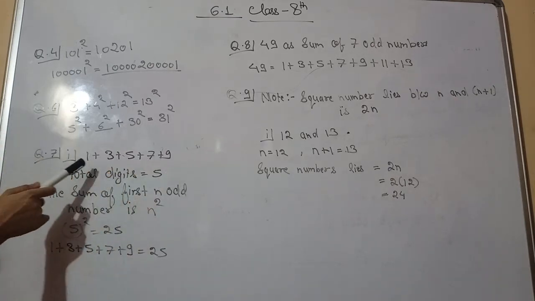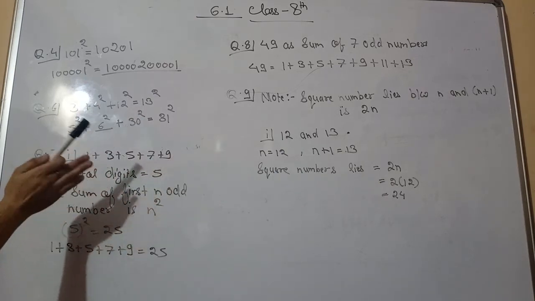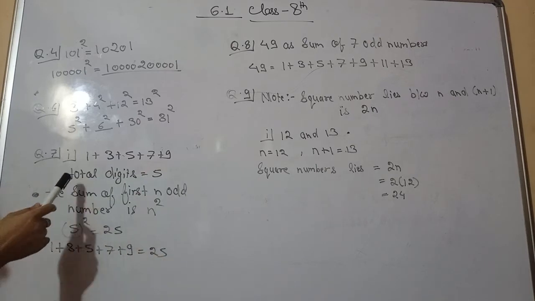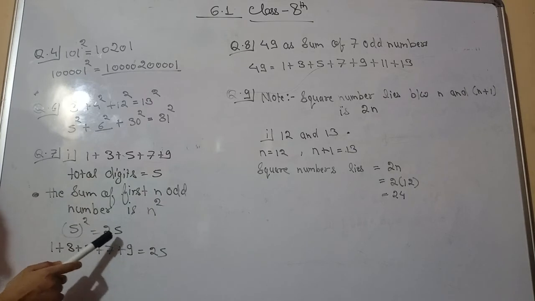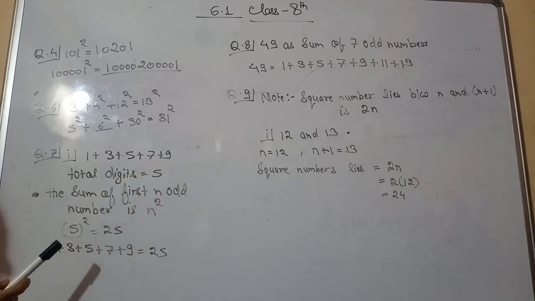Count how many odd numbers are given: 1, 2, 3, 4 and 5. And after counting how many odd numbers are given, just square that number. So total how many are given? 1, 2, 3, 4 and 5. Okay, so just square that digit. 5 fives are how much? 25. So what is the sum of 1, 3, 5, 7 and 9 without calculating? That is 25.